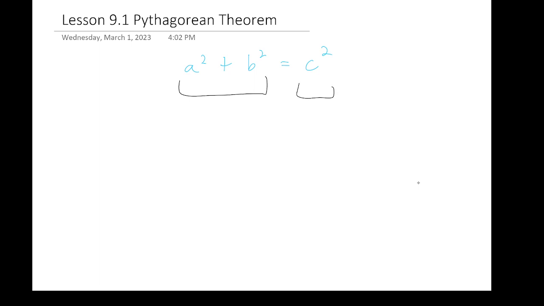And a squared, b squared, and c squared, it's referring to within a right triangle that we have a number of parts. Now we're going to have a right angle, right? The side that's opposite is what is called the hypotenuse.